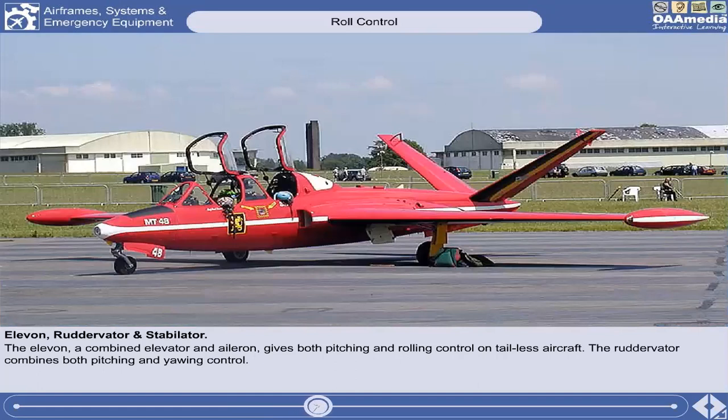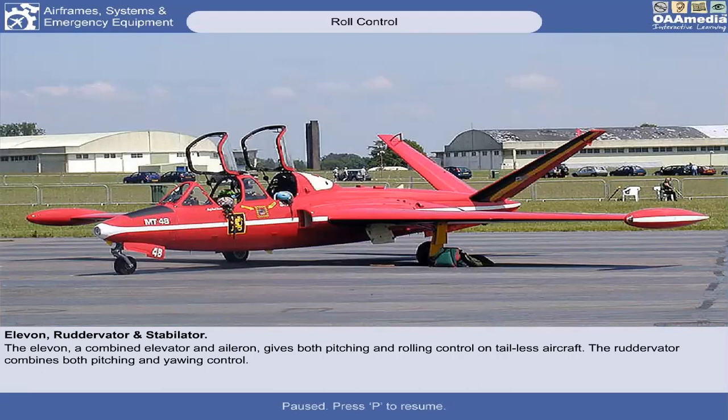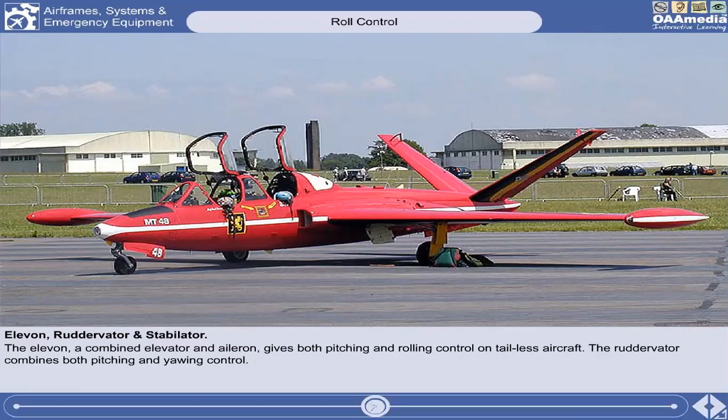The ruddervator is the name of the control surfaces on the empennage of a V-tail aircraft. The ruddervator is commonly used on V-tail aircraft, where the shape of the empennage is the letter V. So ruddervators combine pitching control from the elevator and yawing control from the rudders. So that is the elevon and ruddervator. Elevon is elevator and aileron, and ruddervator is rudder and elevators.